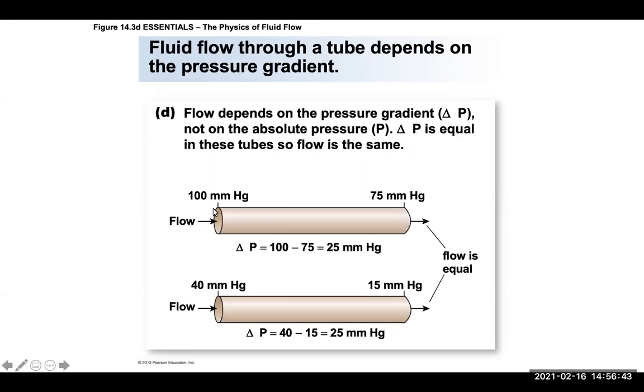In this next example, now you're changing the pressure: on the left it's 100 millimeters of mercury, on the right it's 75. So you have the flow going from left to right.